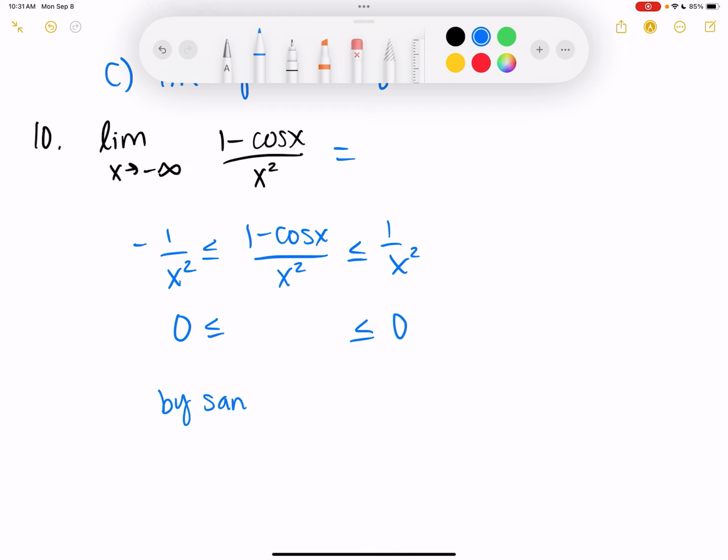I can never spell the word sandwich. I don't know why this word throws me for a loop every time. But anyways, by the sandwich theorem, the limit as x approaches negative infinity of 1 minus the cosine of x over x squared is equal to 0.